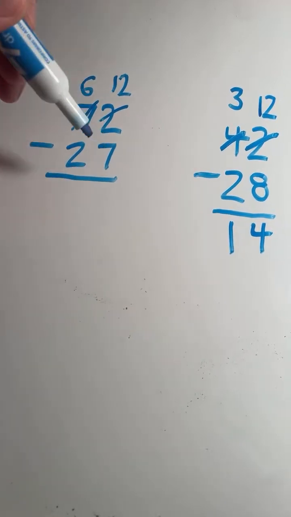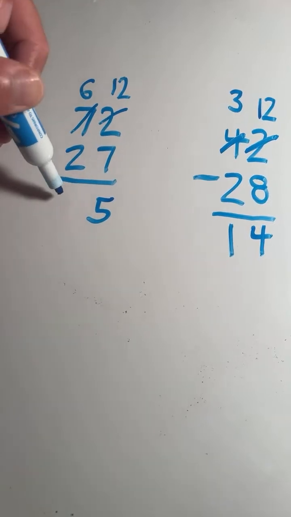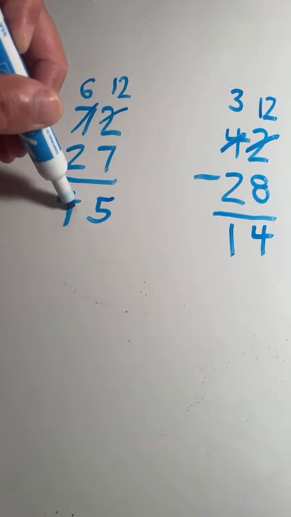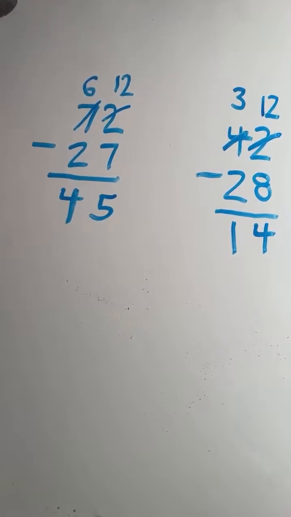So now in the ones place, 12 minus 7 equals 5. 6 minus 2 equals 4. And we have our answer, 72 minus 27 equals 45.